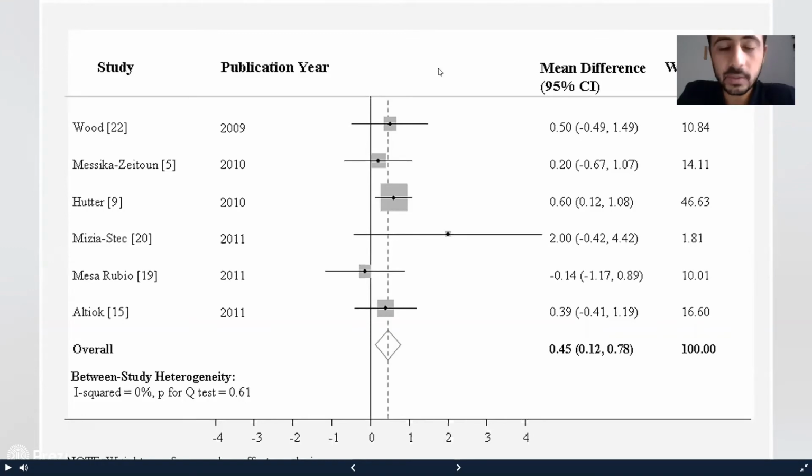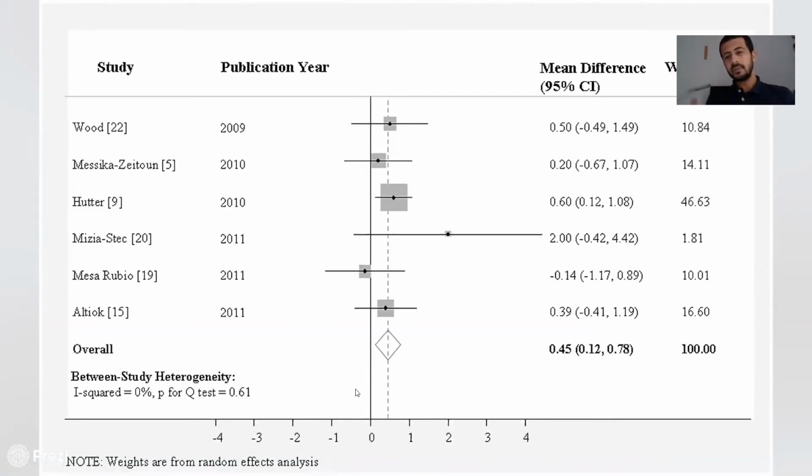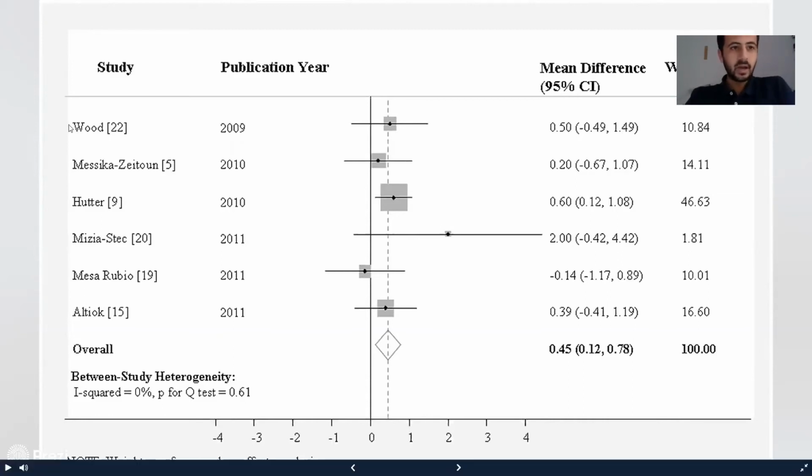What does a meta-analysis look like? It looks like this, a forest plot. Meta-analysis can be done by gathering the data without displaying it on a forest plot, but usually when you have a meta-analysis, you will have this shape. Here we have Wood 22. It is a study with a publication year, and it has a line.